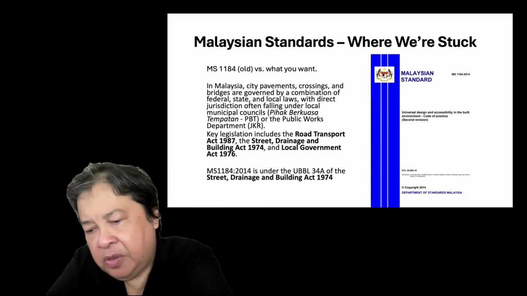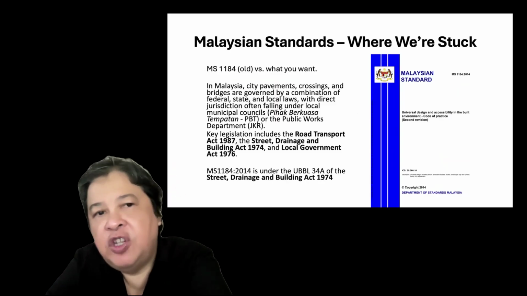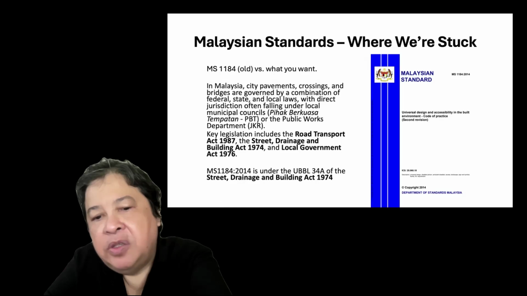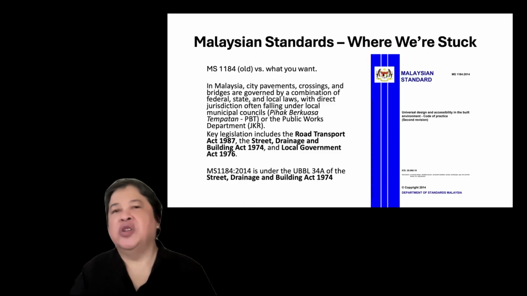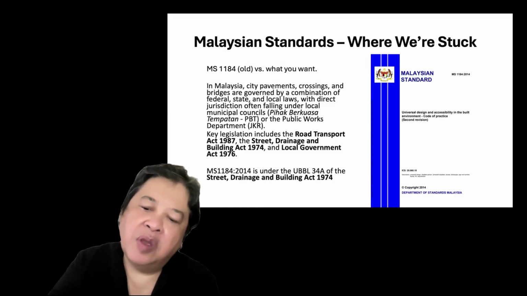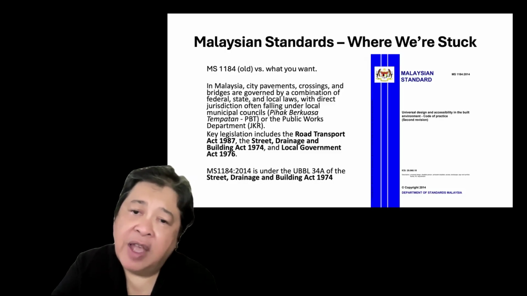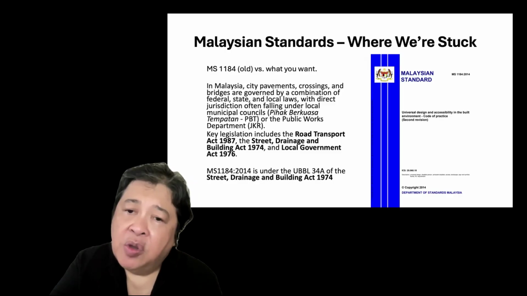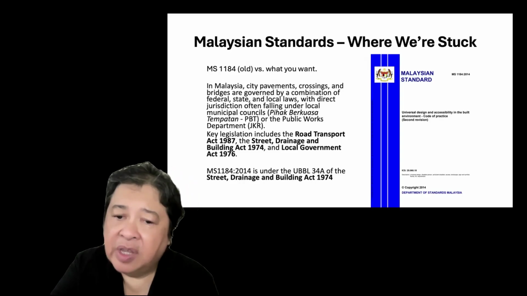So what is the problem with the Malaysian standards at the moment, being that it has needed revision since 2014? And what is it that we want in terms of how the Malaysian standards could be much more up to date with the specification or the guideline that it needs to have? This Malaysian standard is Universal Design and Accessibility in the Built Environment, second revision.